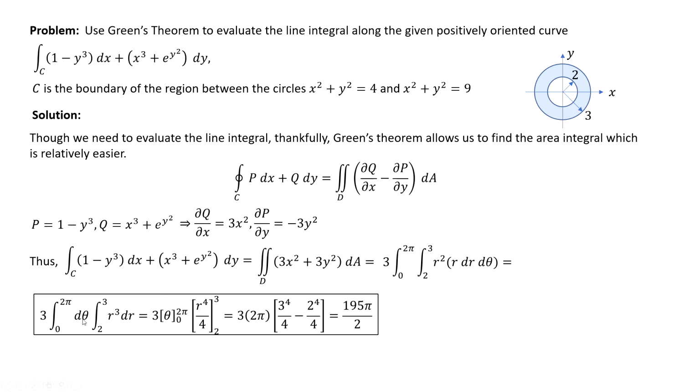3 integral 0 to 2 pi. We can separate this as a function of r times some function of theta, dr d theta. So you can separate them out and integrate them separately and multiply this out. So that gave us 195 pi over 2 as this particular integral evaluated over this.